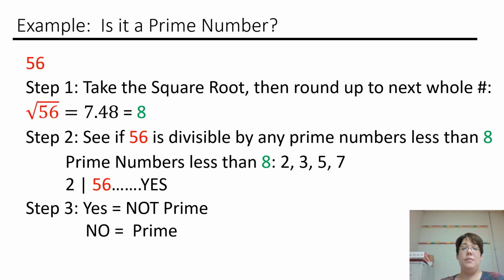So 56, if it's an even number, it's not going to be prime, because all even numbers are divisible by 2. So that was 56. You didn't necessarily have to take all these steps, but now let's look at one that's a little bit harder to see.